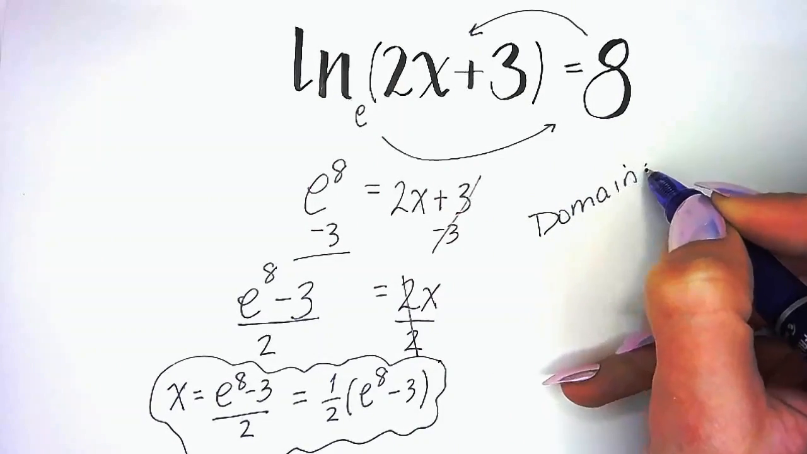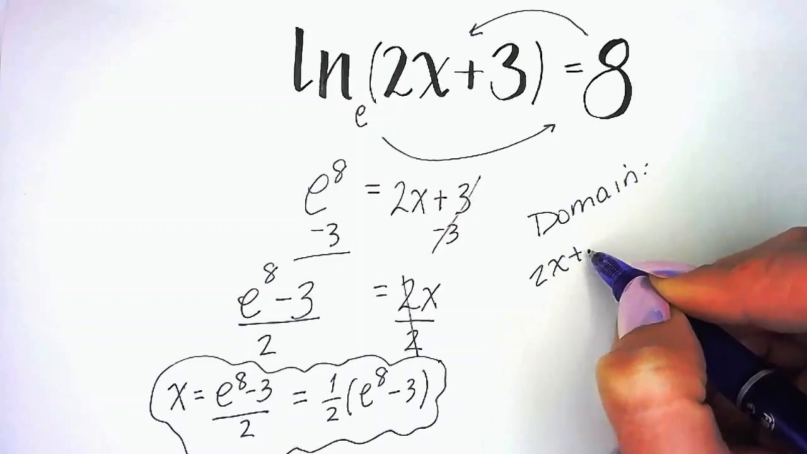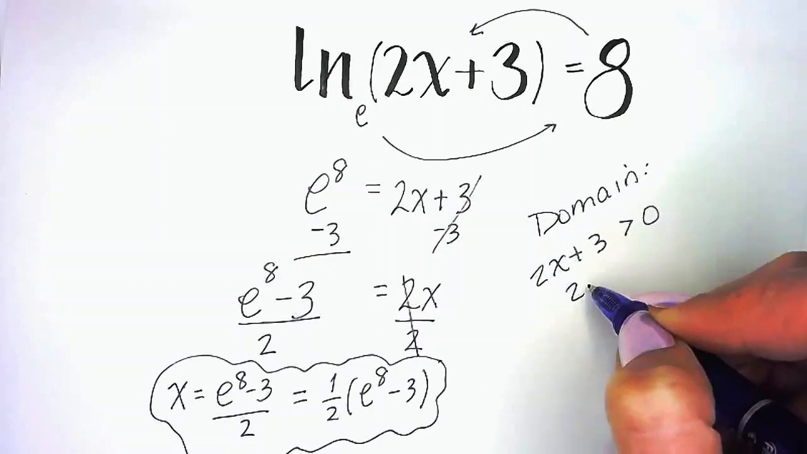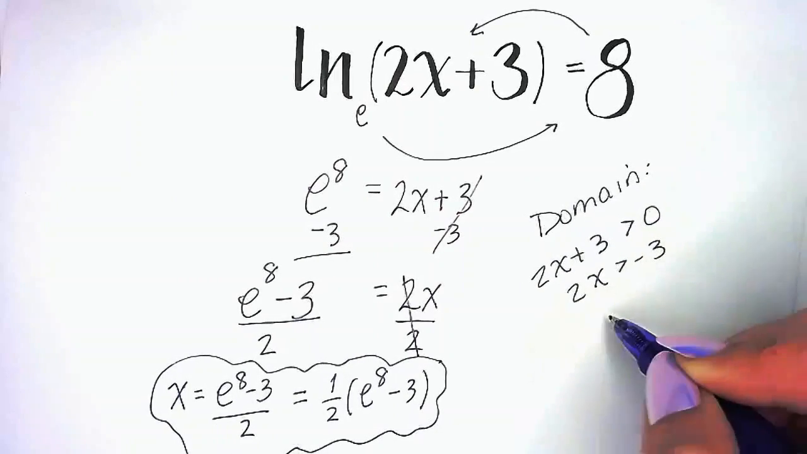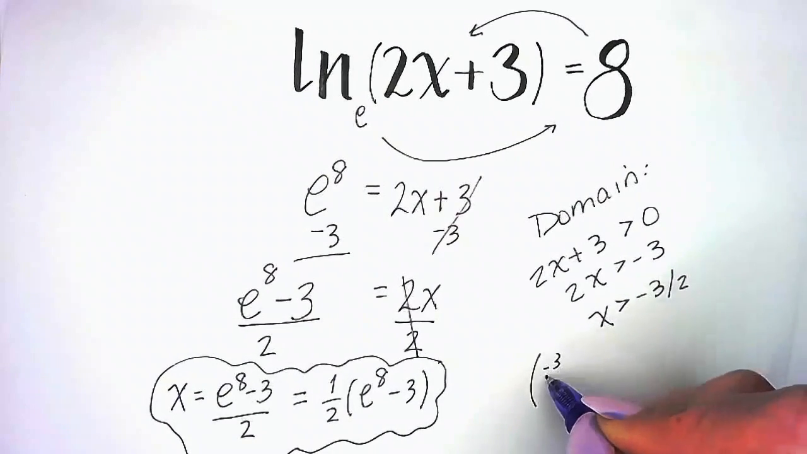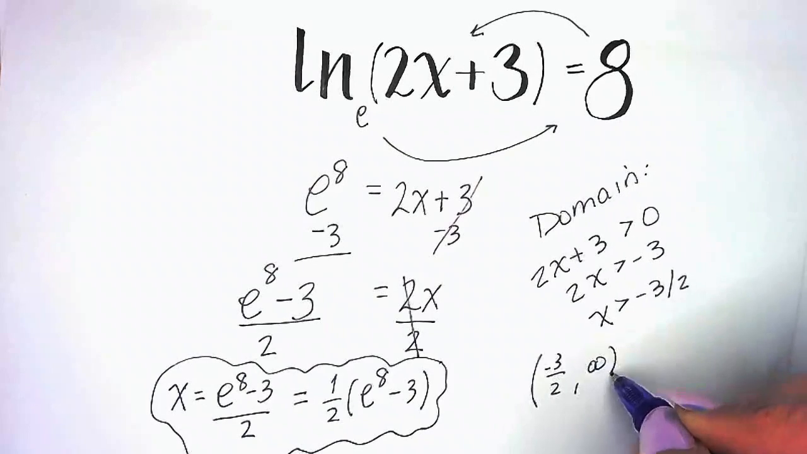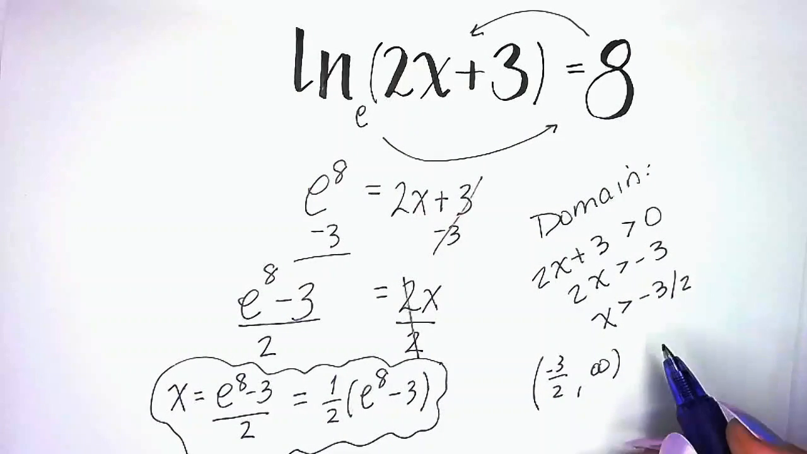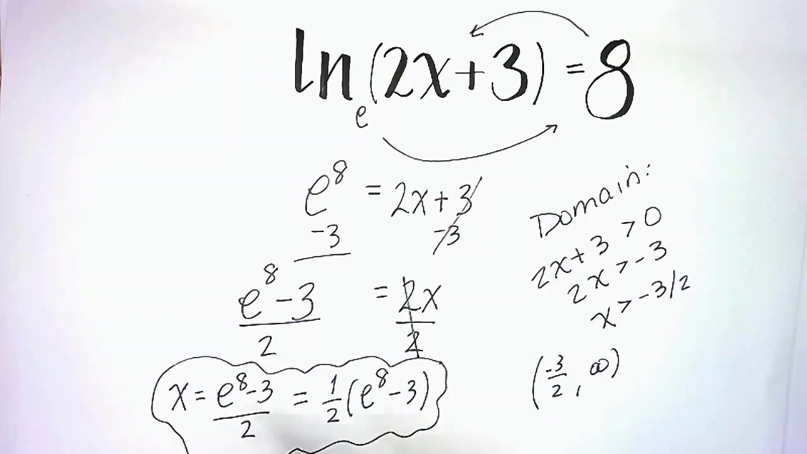If we did want to find the domain, it's all numbers greater than negative 1.5. Definitely greater than negative 1.5.